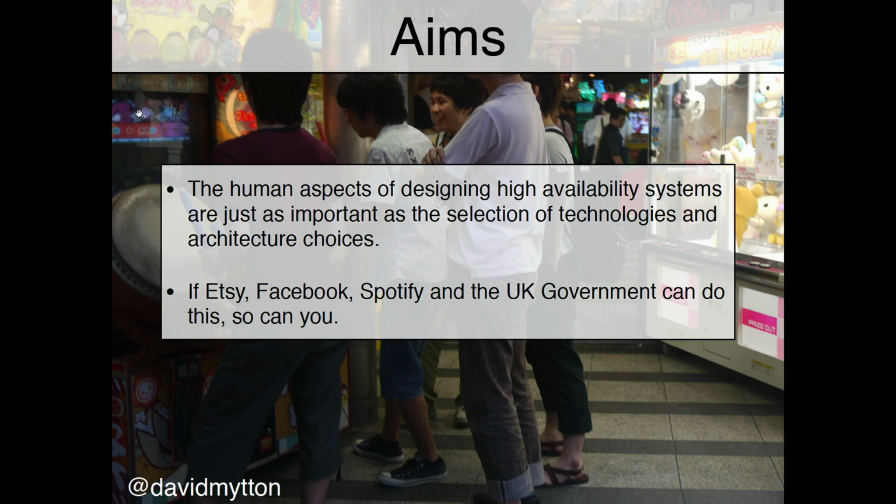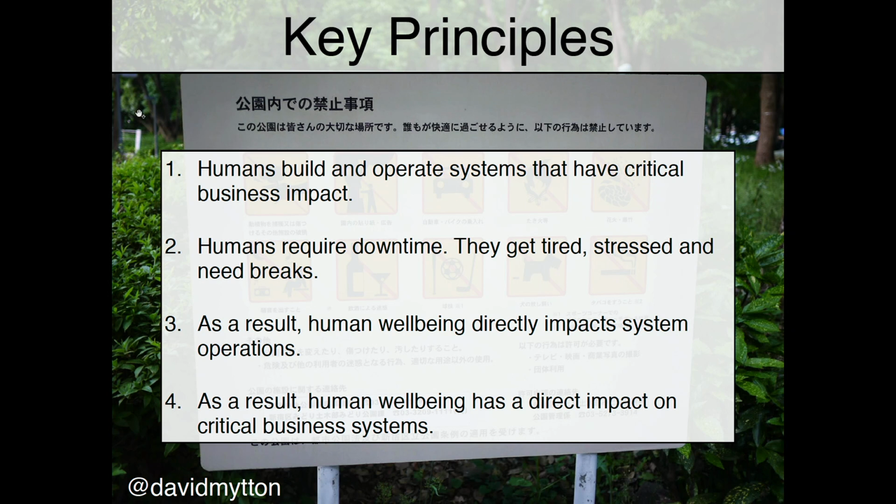Maybe UK government's not a good example anymore, but Etsy, Facebook, Spotify, and big organizations, they do this. They do this all the time. They understand that their teams are important, and they should invest in the processes to make sure that their teams are effective. So we came up with 4 key principles.